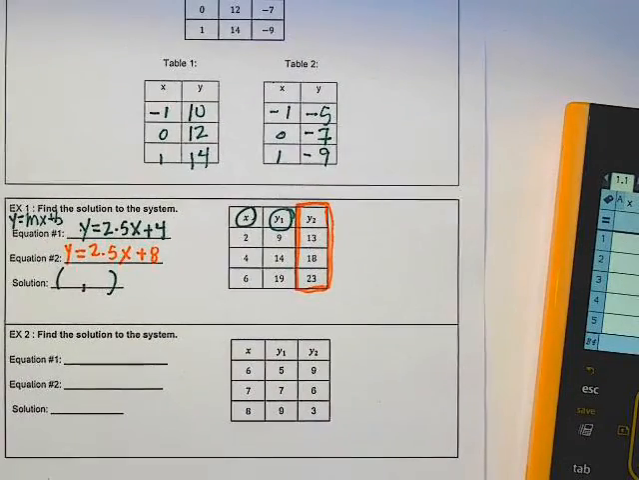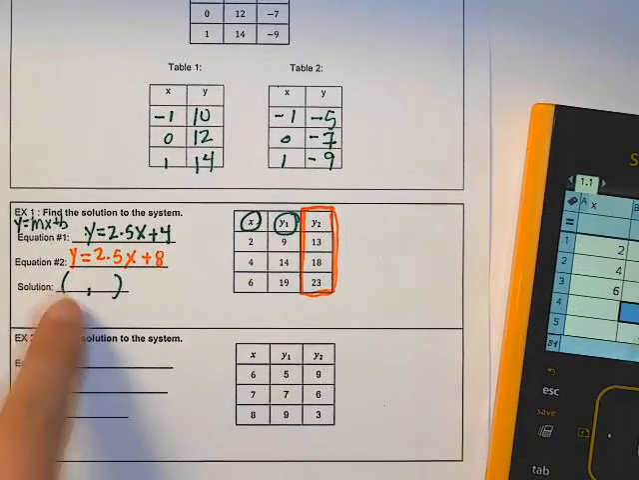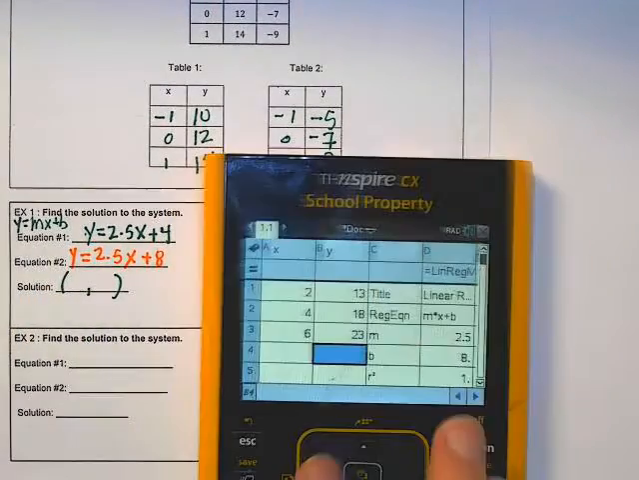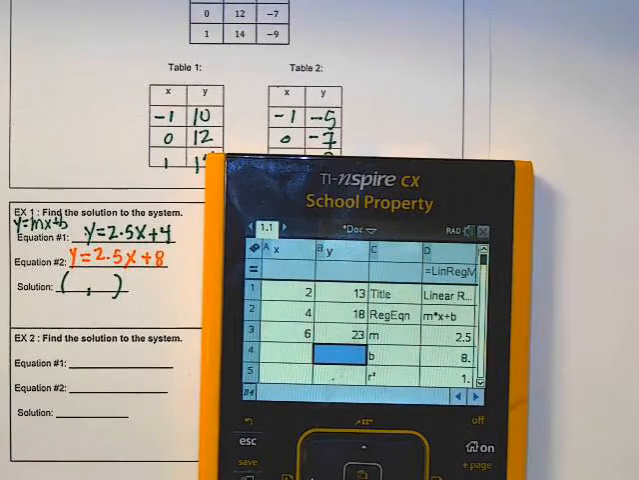Everybody got their 2 equations, right? Now I need to know what the solution is. No solution. Okay, so yes, you're right. It is no solution. Why? Because they have the same slope. But all your problems aren't going to be like that.